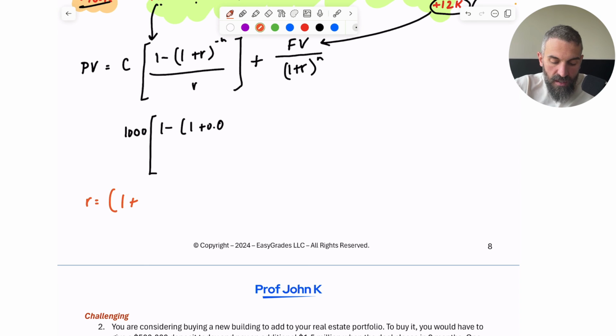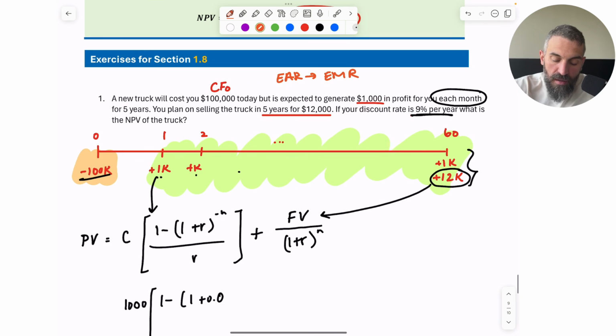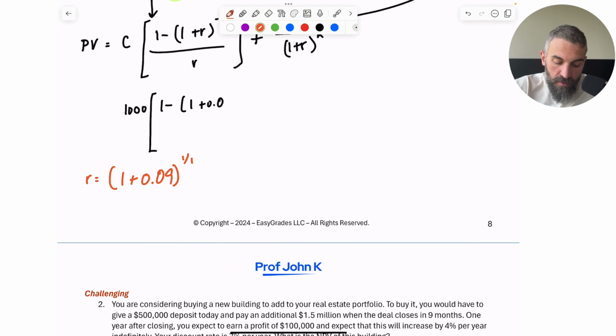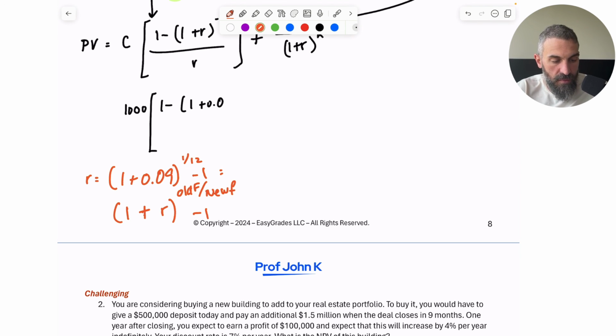So if I take the effective rate that I have, the old F, which is 1, and the new F, which I want, that's 12. Remember the formula? Old F over new F. The formula I'm using here is basically 1 plus the effective rate that you have, to the power old F over new F, minus 1. So 1.09 to the power 1 over 12 minus 1, 0.007207. That's the rate you're going to use. So I'm going to go back and continue.